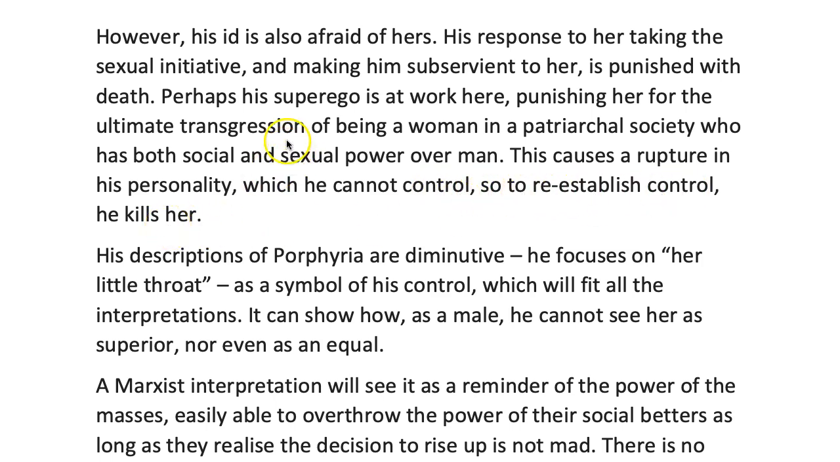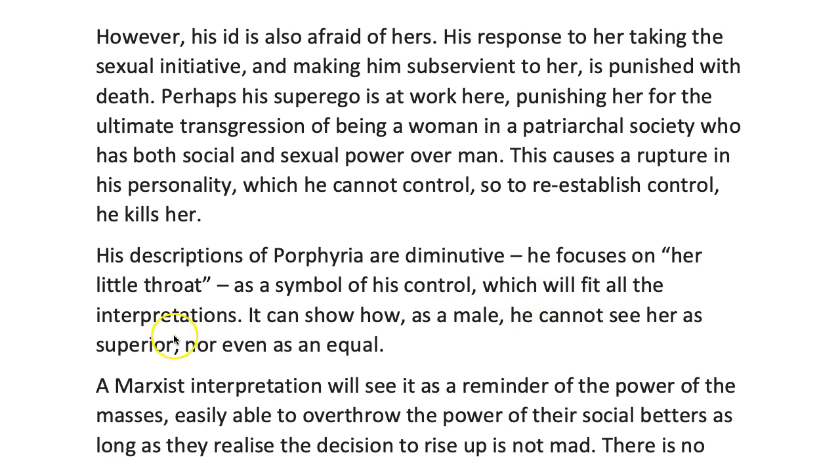Yeah, so having this woman be dominant over him is something that he just can't accept, and therefore this is his response. His descriptions of Porphyria are diminutive. In other words, they make her small, and so he focuses on her little throat. And this is a way that Browning says this is a symbol of his desire for control. He wants to make himself more powerful than her, even in his language.